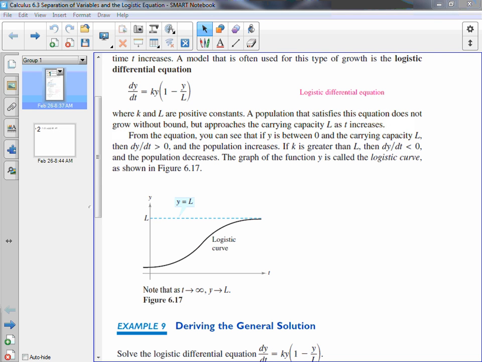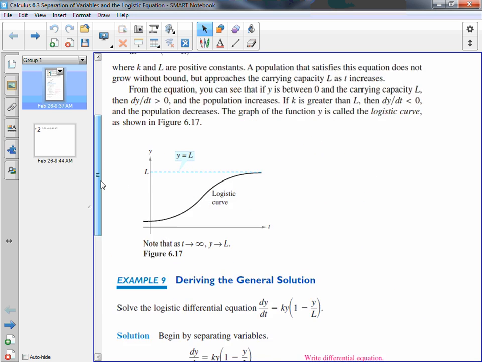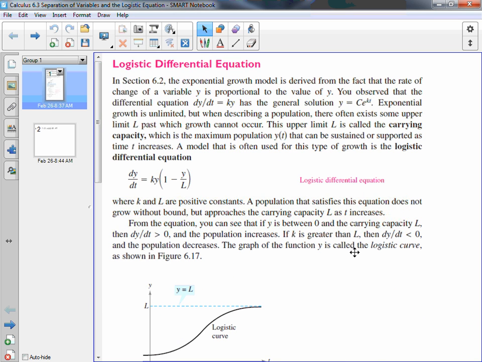All right, let's take a look at section 6.3 before we go over yesterday's questions. So turn to page 421. Actually, turn to page 427.